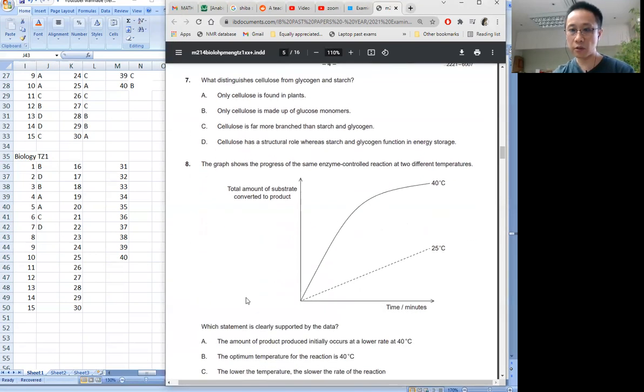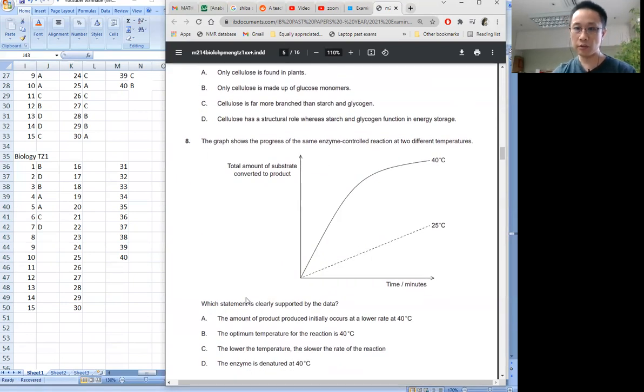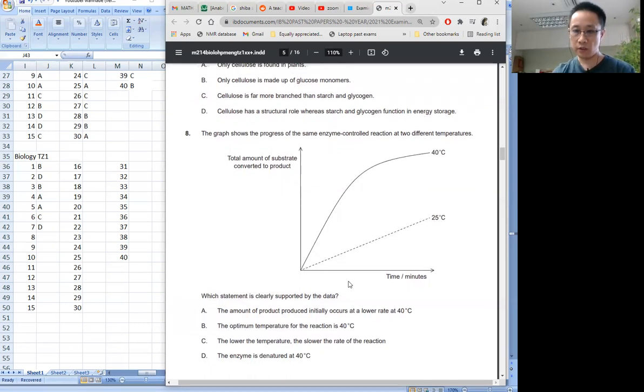Okay, 8. The graph shows the progress of the same enzyme-controlled reaction at two different temperatures. Total amount of substrate converted to products. Straight line, and then another straight initial section that curves and levels off. Clearly supported. The amount of product produced initially occurs at a lower rate at 40. No, not true, because the graph at 40 is steeper, so more product is produced over the same amount of time. So A is clearly wrong.